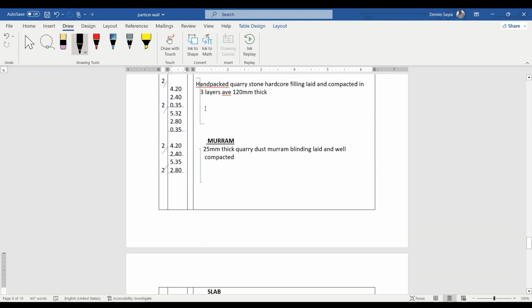So let's go to the maram. The maram, they share the same dimension as the hardcore, but now we book it in square meters, and then we state the thickness of the maram. So we have 4.20, 2.40, and then by 2. 5.35, 2.80 by 2, then say 25 millimeters thick quarry dust maram blinding, laid and well compacted.